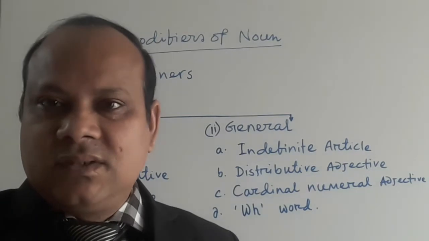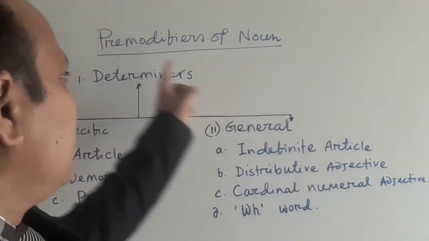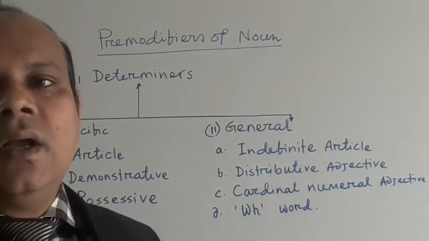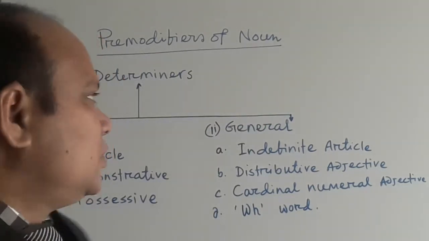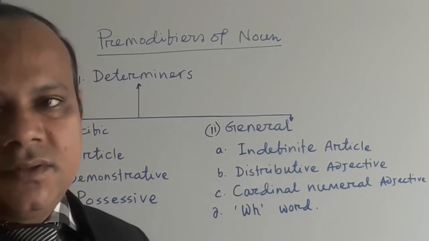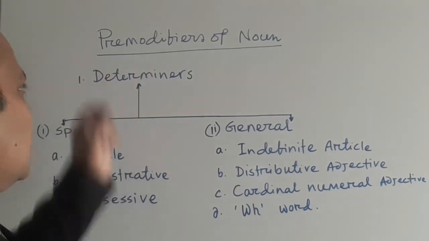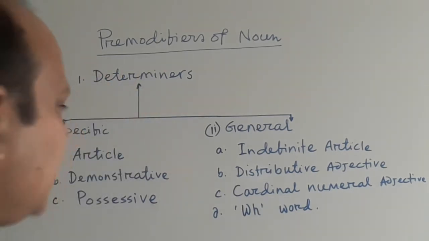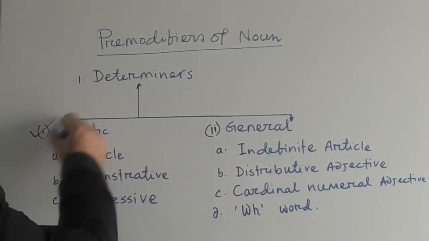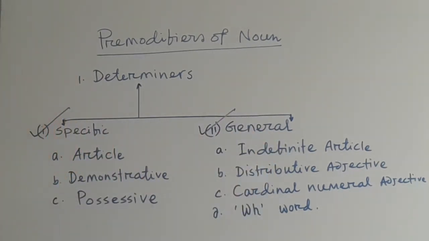My dear students, as you are instructed to use pre-modifiers of noun, you have to consider a number of things related to pre-modifiers of nouns. First of all, determiners can be used as pre-modifiers of noun. And we know determiners are of two types: specific determiner and general determiner. So now come to the point.